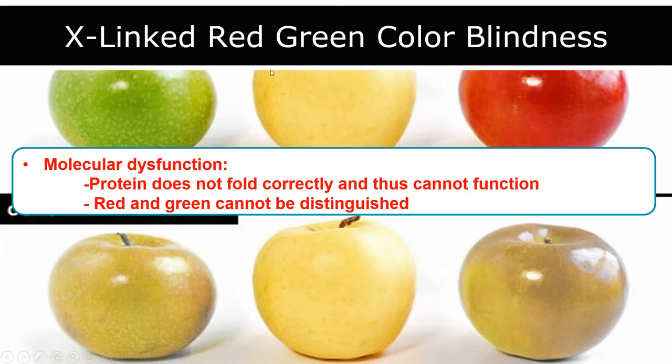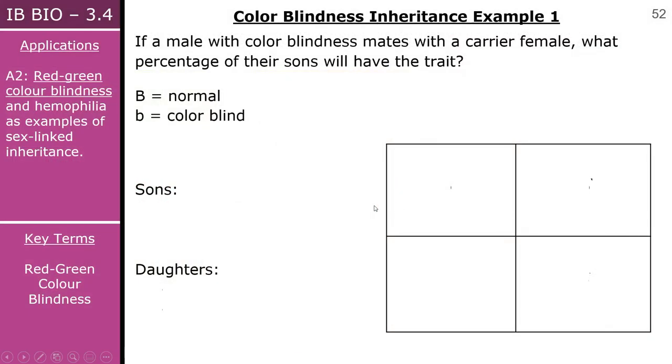So what is happening with color blindness, like usual, when you make mutations in that gene, it ends up with mutations in the protein that can then not fold or function correctly, and so red and green cannot be distinguished anymore.